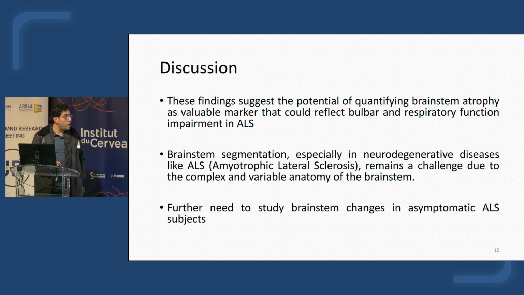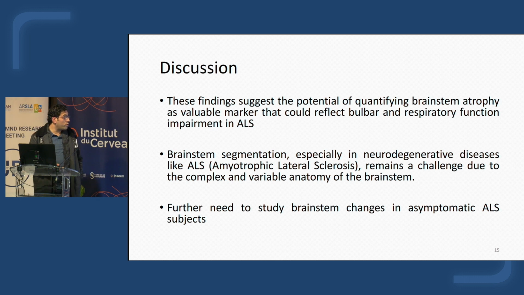We still need a better brainstem segmentation for overcoming the challenges of the variable and complex anatomy of the brainstem, and this could be done with the help of deep learning methods, which could also enable better and more precise segmentation and assessment of the brainstem structure.